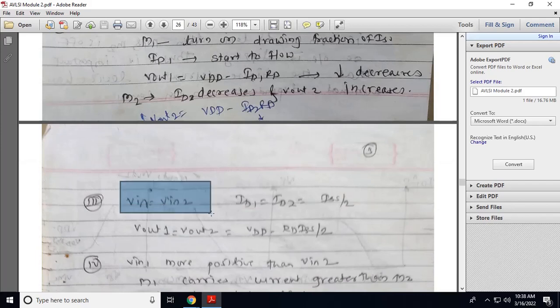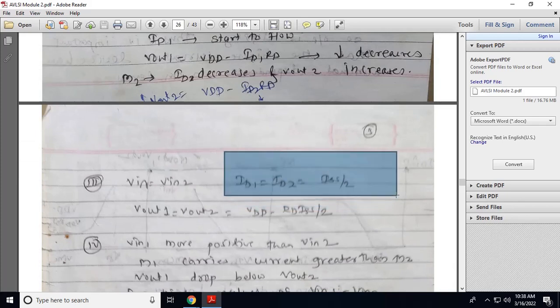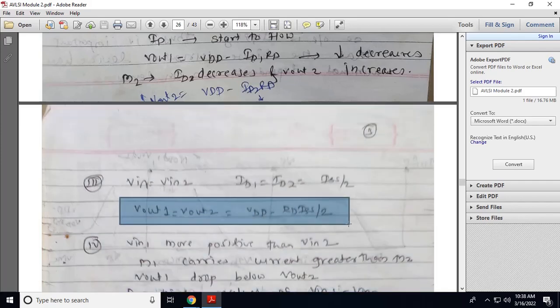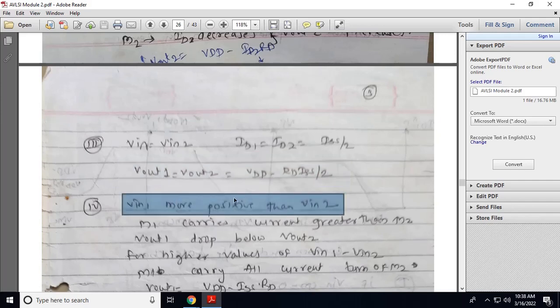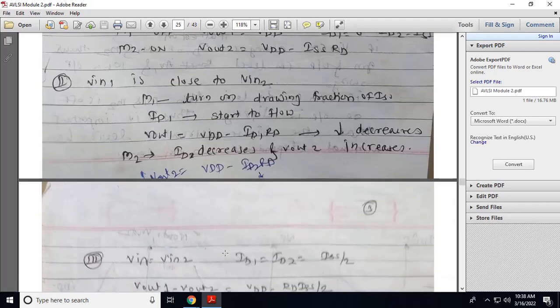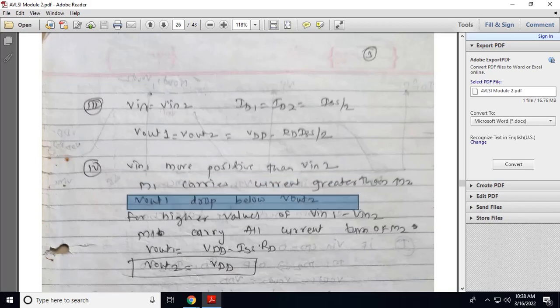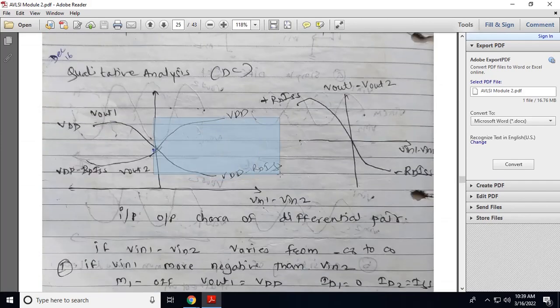Now when Vin1 is equal to Vin2, at this point ID1 is equal to ID2, and that is ISS by 2. So Vout1 and Vout2 are equal because the input is the same, and that is equal to VDD minus RD ISS by 2. If Vin1 is more positive than Vin2, M1 carries more current than M2, so Vout1 will drop below Vout2. So for higher values of Vin1 minus Vin2, in this region, Vout1 goes on decreasing and Vout2 goes on increasing.